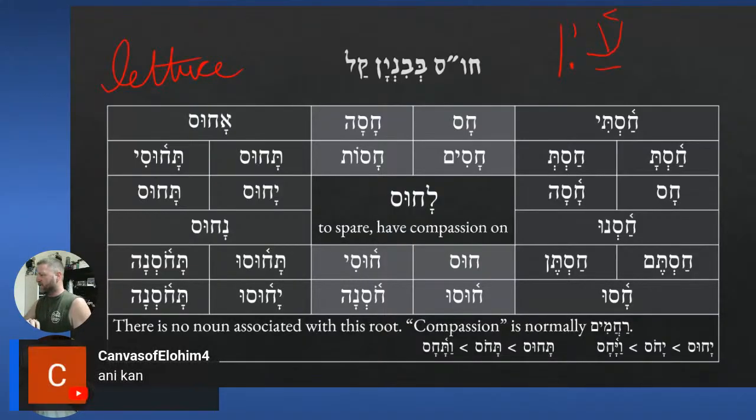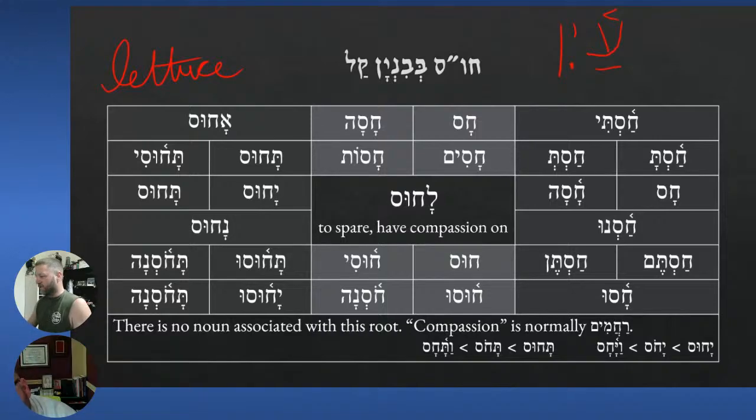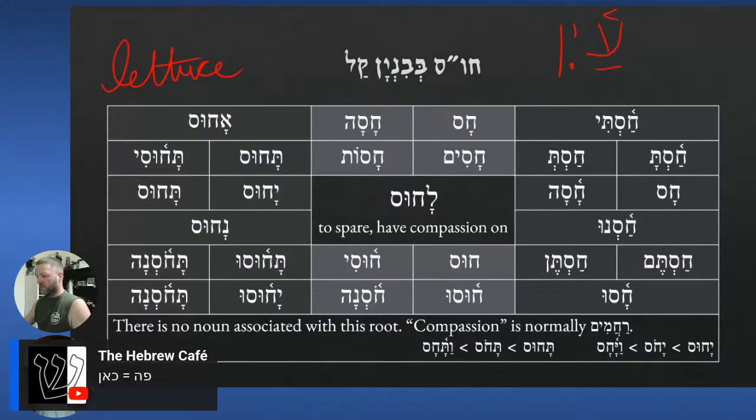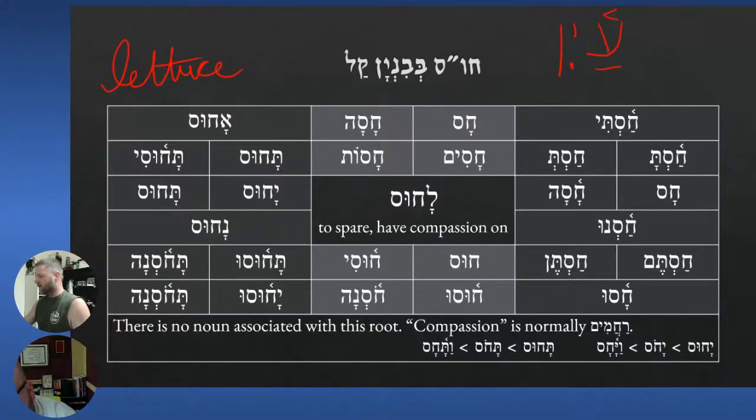And Canvas of Elohim says Ani kan, meaning I'm here, in modern Hebrew. In modern Hebrew, po and kan are both acceptable for saying here. Po is normally the biblical form, but we use it in modern Hebrew, and kan comes from the Mishneh times.